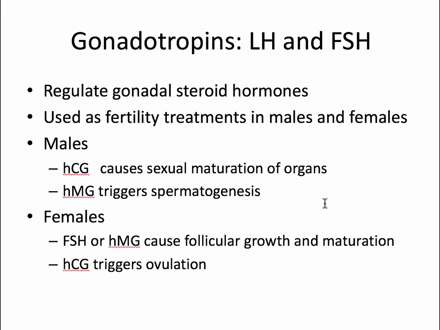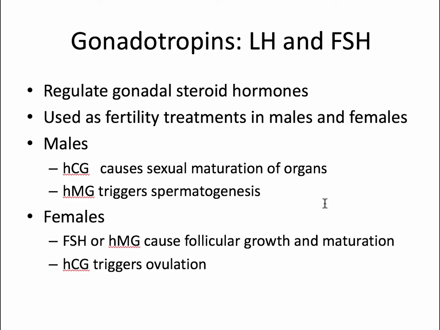So in males, H for human, CG for the chorionic gonadotropin, it's related to LH. And so it can cause sexual maturation of organs. The HMG for human menopausal gonadotropins is related to FSH, and that can trigger spermatogenesis or the creation of sperm. In females, the FSH or HMG can cause follicular growth and maturation.